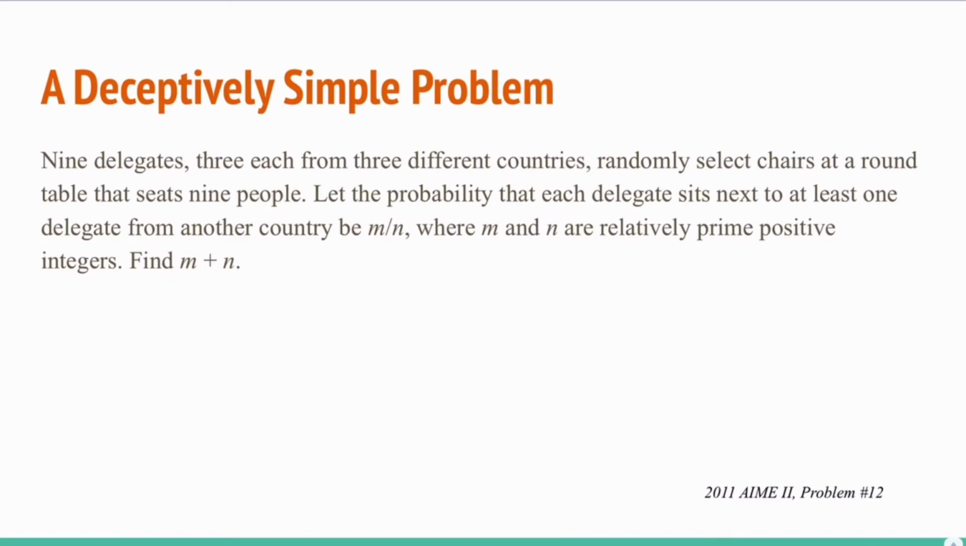Here's a problem that, although short, uses a concept that we have not talked about yet. 9 delegates, 3 each from 3 different countries, randomly select chairs at a round table that seats 9 people. Let the probability that each delegate sits next to at least one delegate from another country be m by n, where m and n are relatively prime positive integers. Find m plus n.